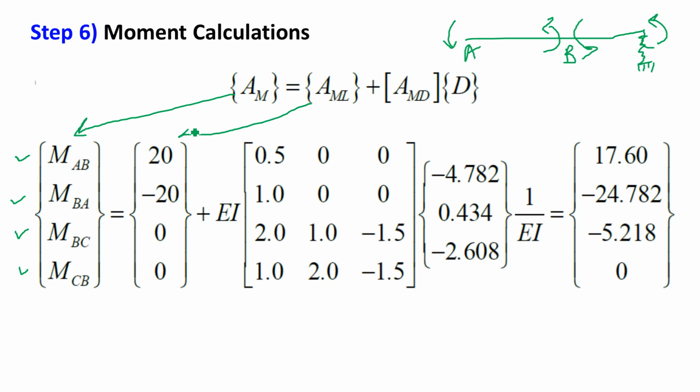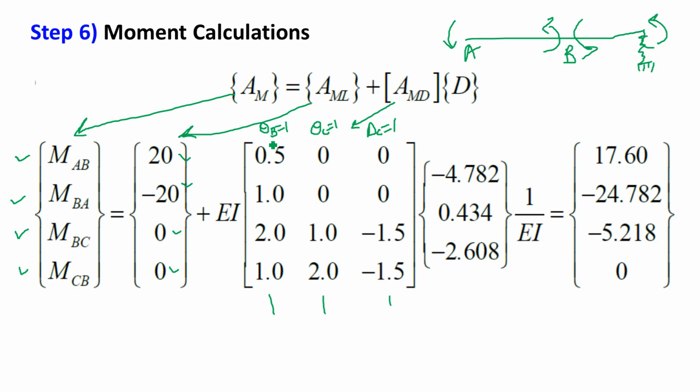AML vector stands for values of these four unknown moments in the restraint structure figure. So this plus 20, minus 20, 0, 0 is taken from the restraint moment figure, second step. AMD has the values of all these four unknown moments in the unit load figures. Since in this problem there are three kinematic unknowns, there are three unit load figures: theta B equal to 1, theta C equal to 1 and delta C equal to 1. That's why in the AMD matrix there are three columns, because three unit load figures, three kinematic unknowns.